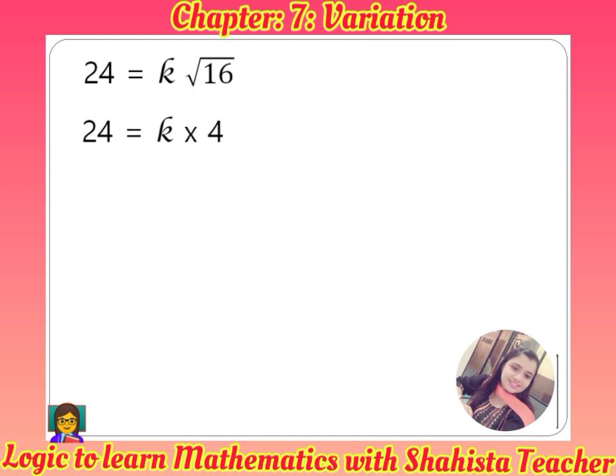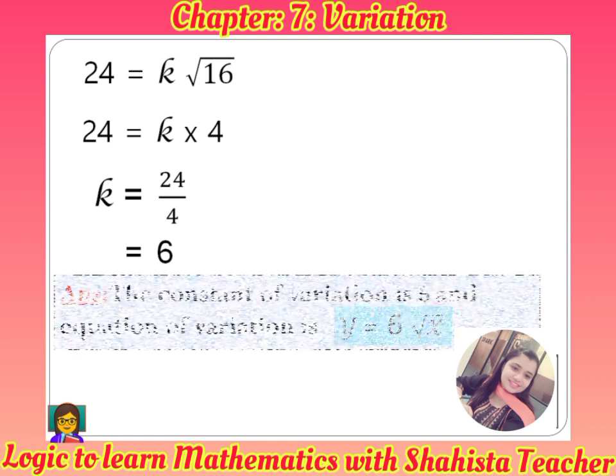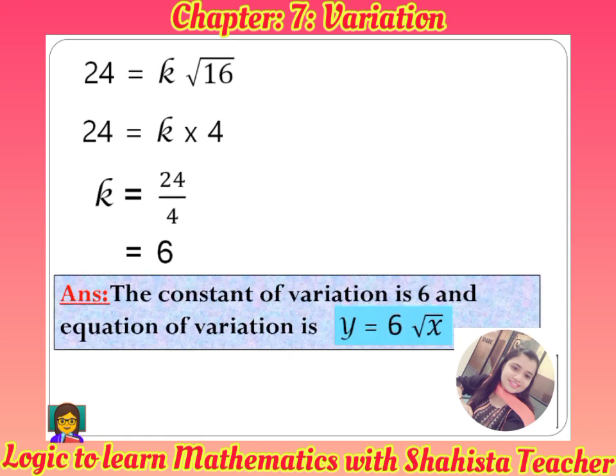Now here we take k to the side and divide 24 by 4. In the table of 4, when does 24 divide? 6. So k is equal to 6. Now here we get the constant value. So k is equal to 6 is the constant value. Is that clear, my dear students? So simple. The constant of variation is 6 and the equation of variation is y is equal to 6 root x.